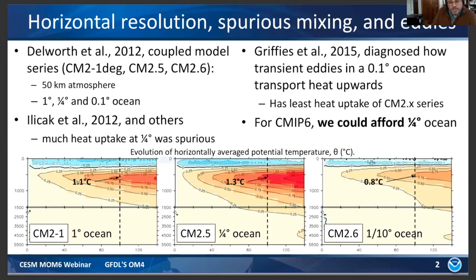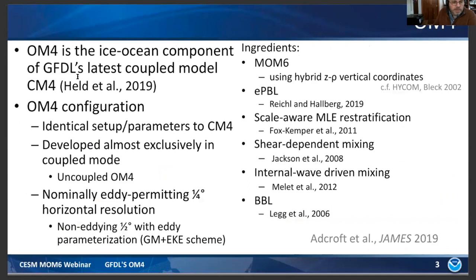So can we go to slide 3? Thank you. So just quickly, a brief laundry list of what we have in OM4. OM4 is the ice-ocean component of the coupled model, CM4. Both of these models are published now. The OM4 configuration was literally developed in the context of CM4.